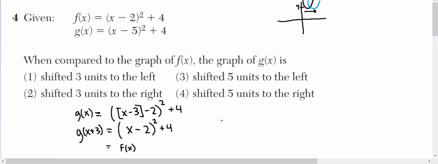So we have this relation. f of x is g of x plus 3. And there's that plus 3 in the positive or to the right direction. So that's why both algebraically and graphically for question number 4, we should pick answer number 2.